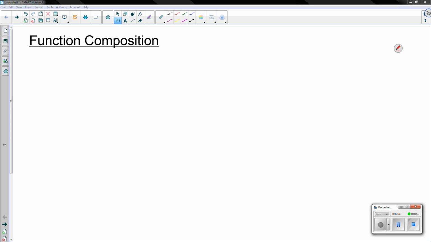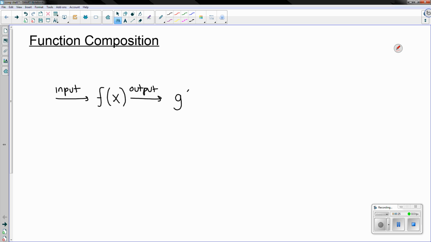Function composition. Let's take a function that we're going to define as f of x. We know a function will take in an input and produce an output. But let's say after it produces this output, we want to chain this function f of x to another function which we will call g, to where that output from f is now serving as the input to g. So let's call this the output for f, but it doubles as the input to g. Then that produces a new output.